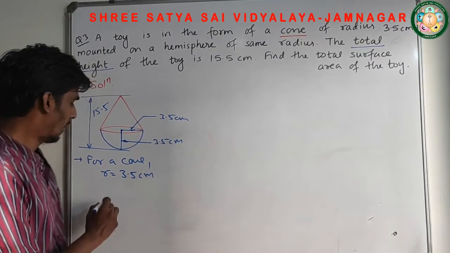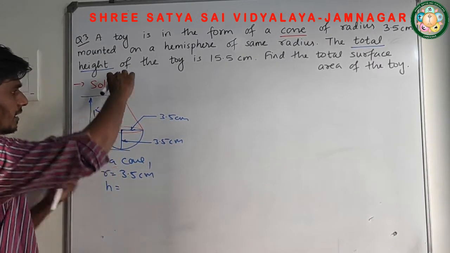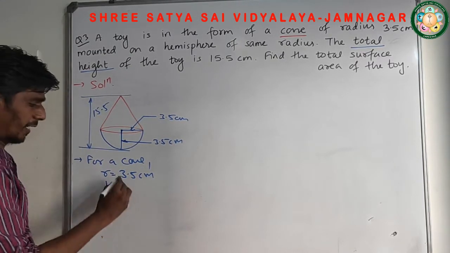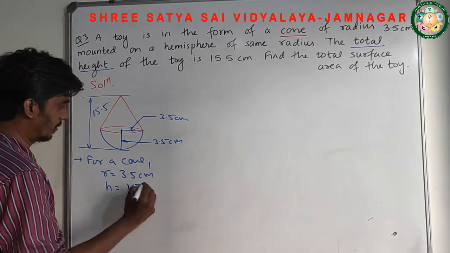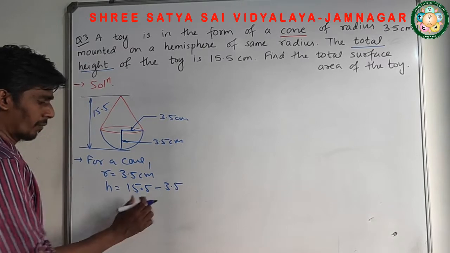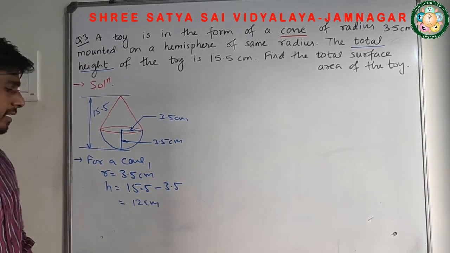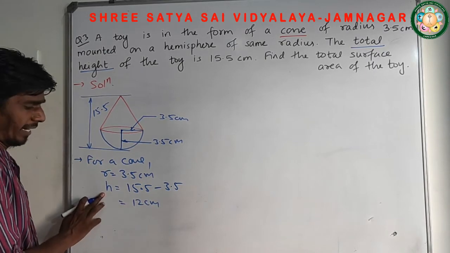3.5 centimeter. Now, what is the height? Height of the cone is its total height minus 3.5. Total is how much? 15.5 minus 3.5 is what? 12 centimeter. I got the radius, I got the height.